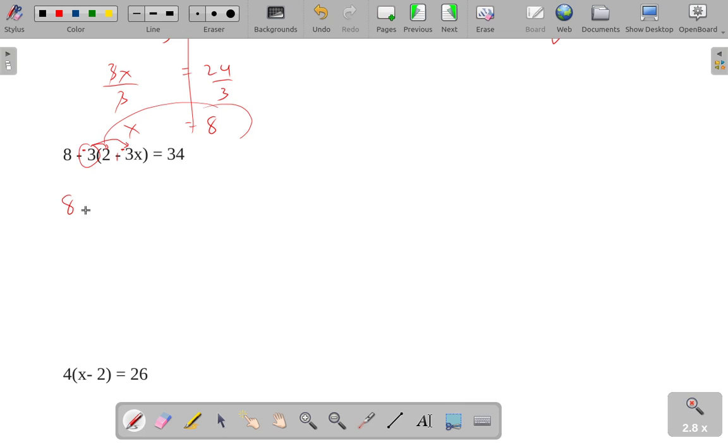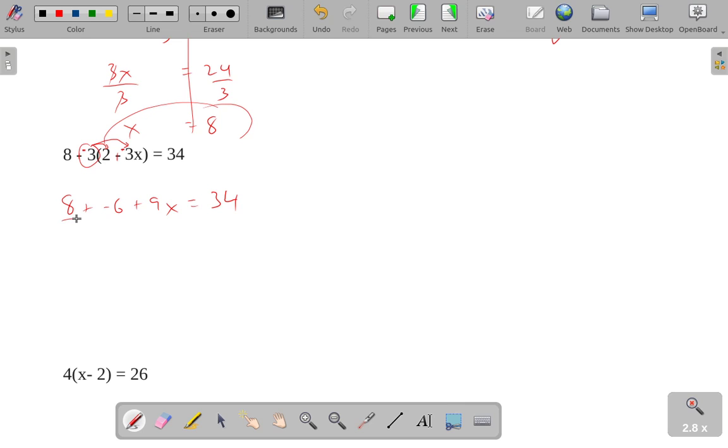We get 8 plus, let's see, this is a negative 6. Negative 3 times 2 is negative 6. Negative 3 times negative 3x is a positive 9x. So we get 8 plus negative 6 plus 9x equals 34. The 8 and the 34 are the same. The only thing that really changed is this parentheses.